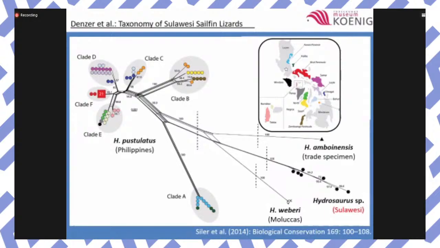Here again, in these split networks, you can see that the Sulawesi population is closely related to Ambon, but also to Weberi from the Moluccas, and shows some high degree of intraspecific variation, probably due to the structure of Sulawesi and its tectonical history.